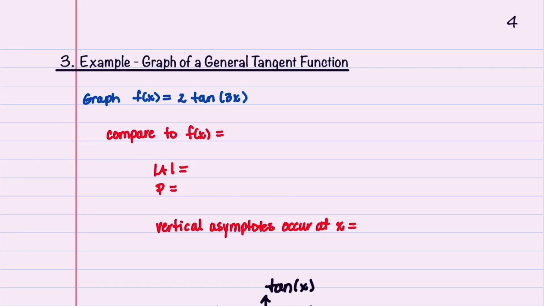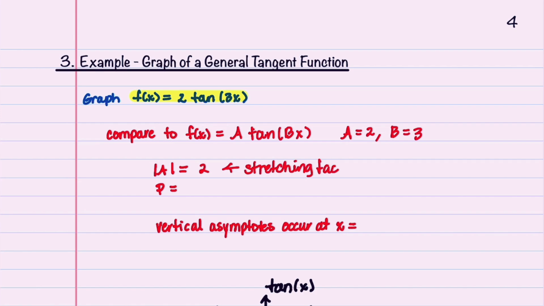Let's graph the general tangent function f of x is equal to 2 tangent of 3x. We'll begin by comparing this to f of x is equal to a times tangent of b times x, and we'll make a note that a is equal to 2 and b is equal to 3. The absolute value of a is going to be equal to 2, and this is our stretching factor. It's greater than 1, so this tangent graph is going to get steeper quicker than the regular tangent graph.